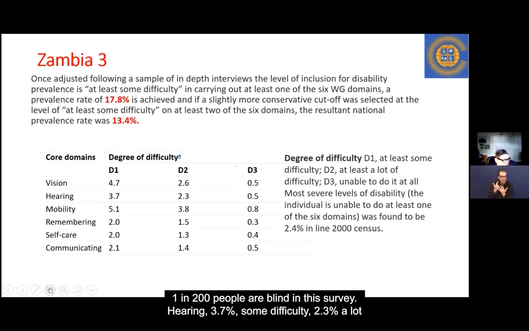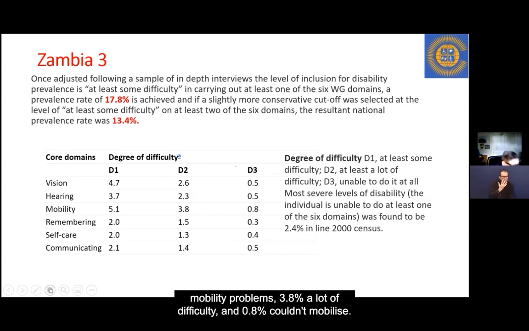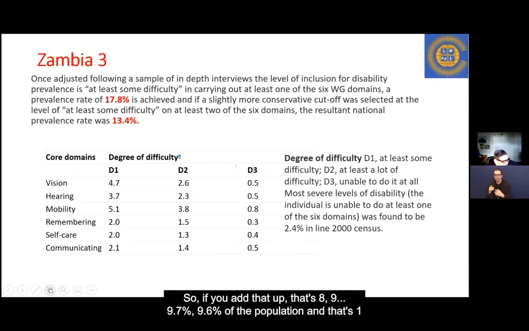Hearing, 3.7% some difficulty, 2.3% a lot of difficulty, who would benefit presumably from a hearing aid, and 0.5% would be profoundly deaf. So they can't hear at all. 5.1% had some degree of mobility problems, 3.8% a lot of difficulty, and 0.8% couldn't mobilize. So if you add that up, that's 9.7%, 9.6% of the population, that's 1 in 10 had a mobility impairment.